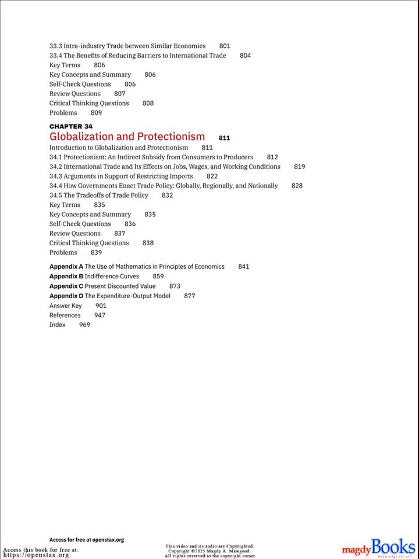Chapter 34, Globalization and protectionism. Introduction to globalization and protectionism. 34.1, Protectionism: An indirect subsidy from consumers to producers. 34.2, International trade and its effects on jobs, wages, and working conditions. 34.3, Arguments in support of restricting imports. 34.4, How governments enact trade policy, globally, regionally, and nationally. 34.5, The trade-offs of trade policy. Key terms, key concepts and summary. Self-check questions, review questions, critical thinking questions, problems.